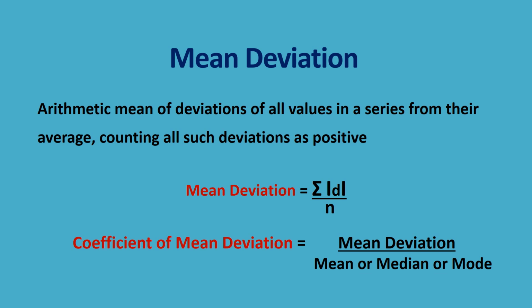So from this, it is understood that for coefficient of mean deviation, the mean deviation can be divided by mean, median or mode. So for this deviation, we may consider either mean or median or mode for finding the deviation of all other values from this calculated value.